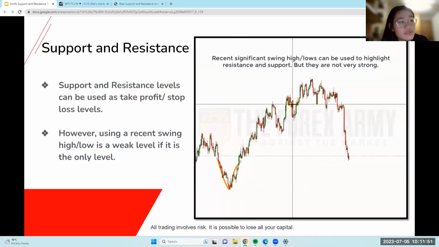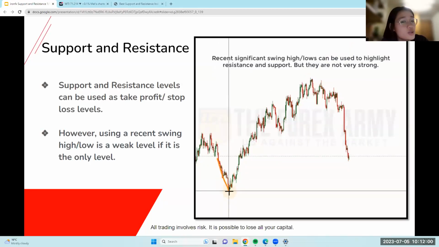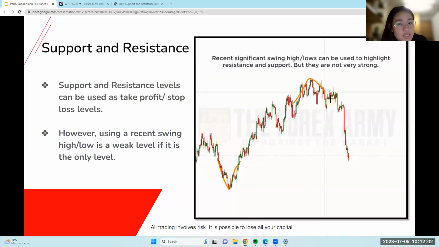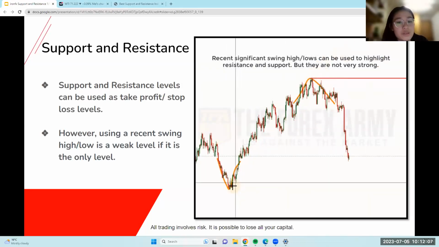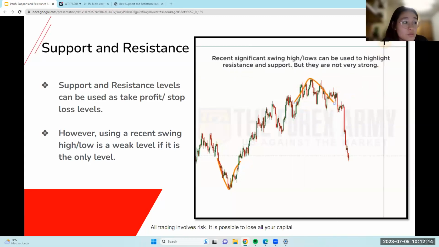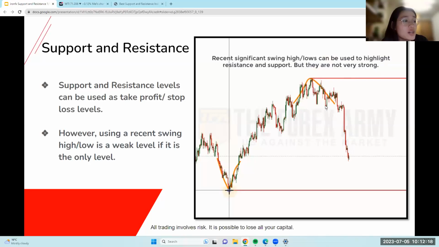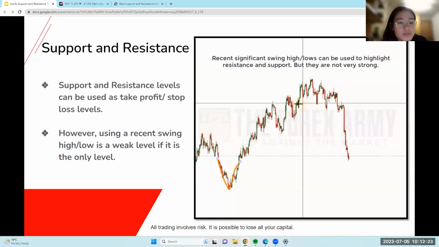So you can use support and resistance levels as take profit, target, or stop loss levels, but you should not use it as an entry if there is no other supporting arguments, such as Fibonacci or other graphical levels to support your analysis. So using a recent swing high or low is a weak level if it is the only level. So something like this that you can see in the GIF, if there's only one swing high, it's typically considered to be a weak level.